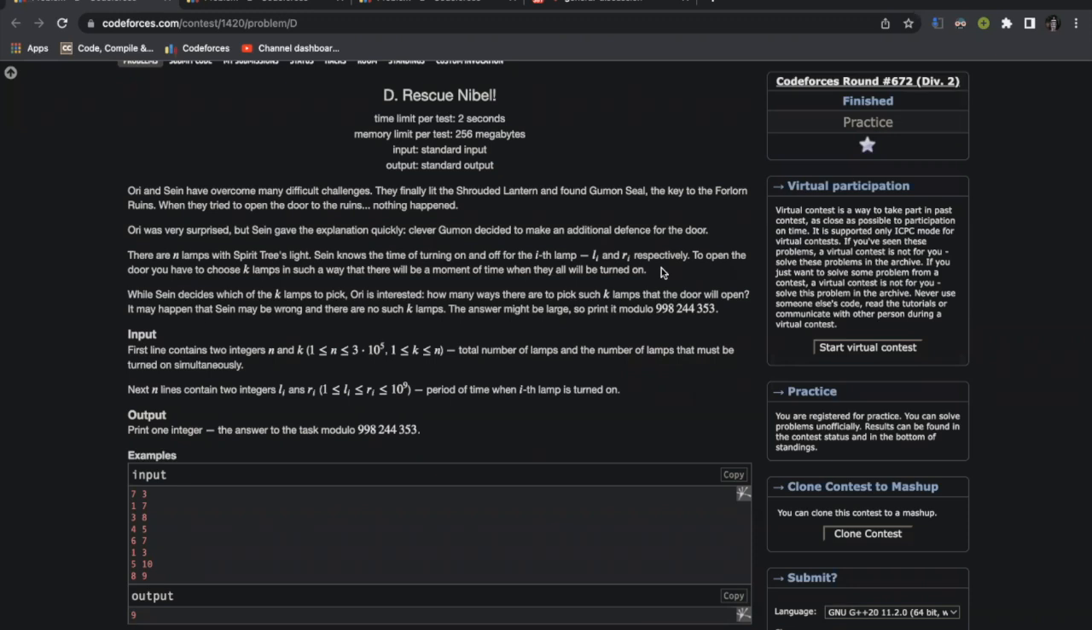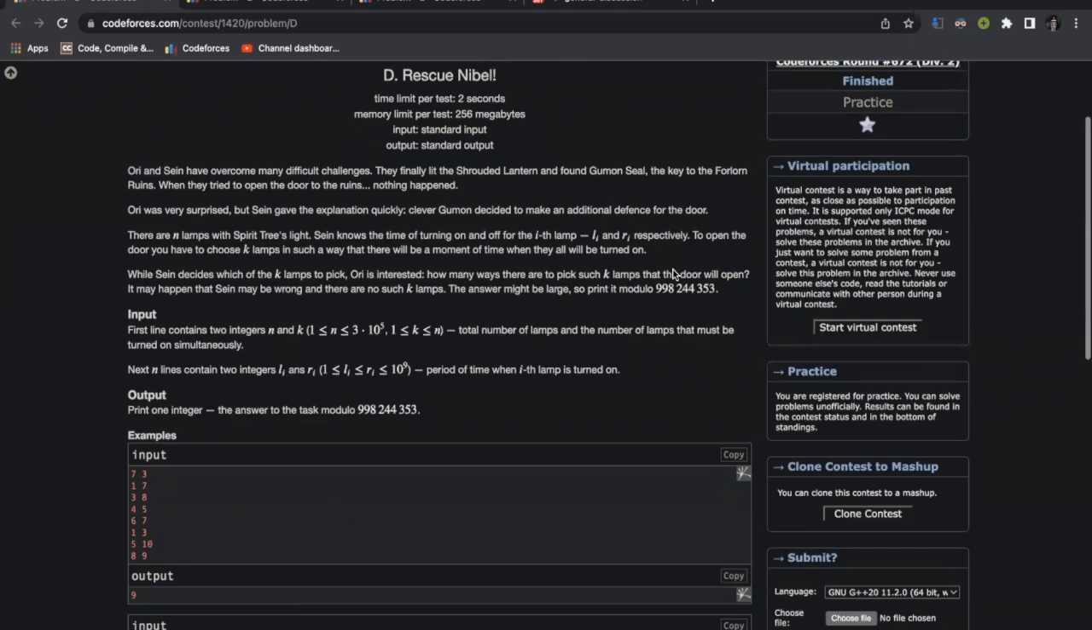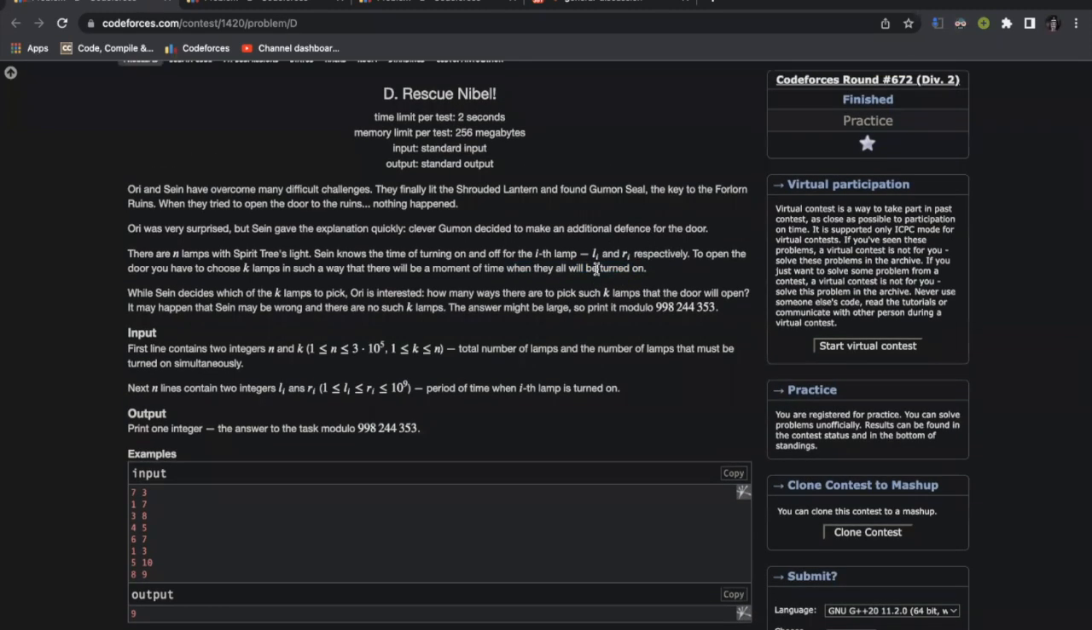So what that means is that we will choose k of these segments, and our goal is to take the intersection of these segments and make sure that that intersection is non-empty. Okay. Because if the intersection is non-empty, then there will be a point of time which will be there in all of these intervals, which means all of these lamps will be turned on. So our job is to decide in how many ways can we achieve this.